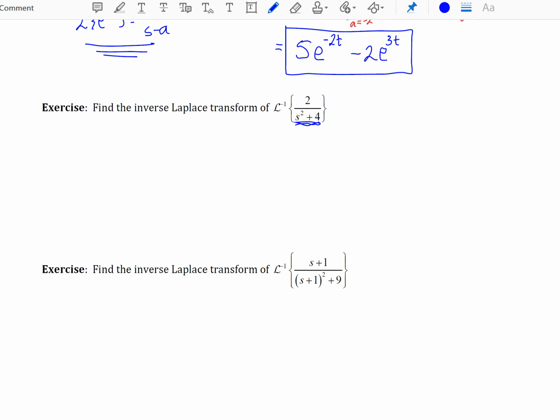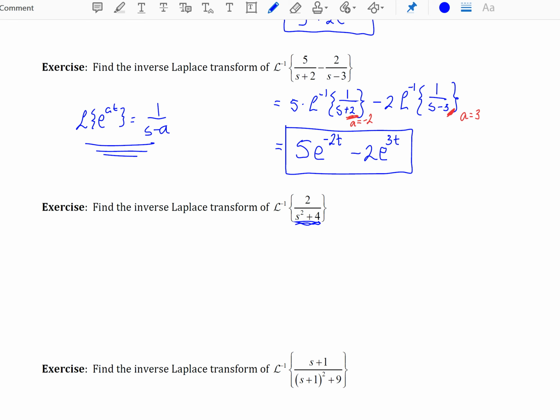So for ours, we have a 2 in the numerator. So this is going to have to be the sine of just 2t. Sine of 2t.